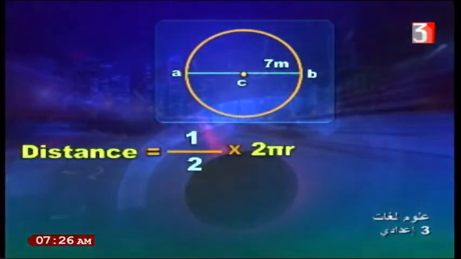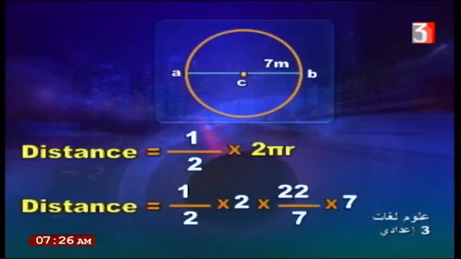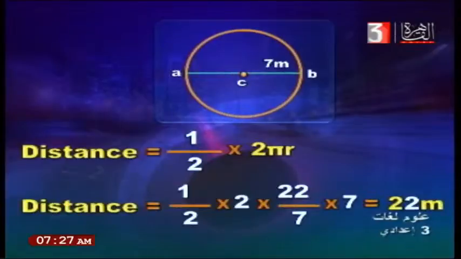Distance equals half times 2 pi r, where 2 pi r is the total circumference of this circle. So the distance equals half times 2 times 22 over 7 times 7. The total distance when the object covers half of a circumference equals 22 meters.